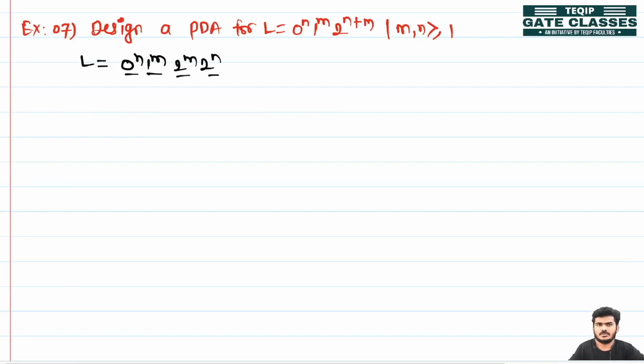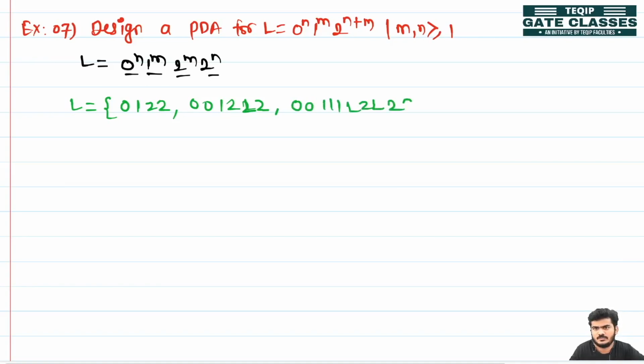So basically the language contains strings like 0 1 2 2, or 0 0 1 2 2 2, or 0 0 1 1 1 2 2 2, and so on. So the language contains an infinite number of possible strings.